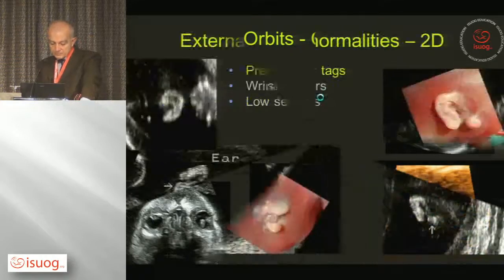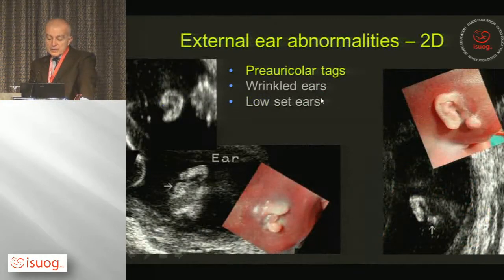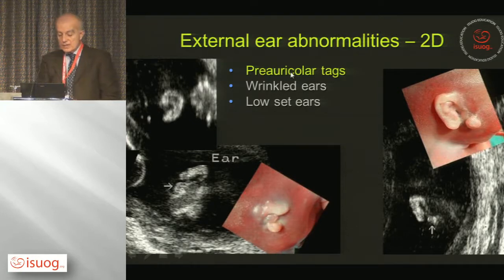If we move to the ear, we have seen wonderful images by Bernard Benoit before. Usually, the obvious abnormalities are very rare, but the most important ones are probably the preauricular tags, because this cannot be mistaken for the normal spectrum of variation in the appearance of the external ear.